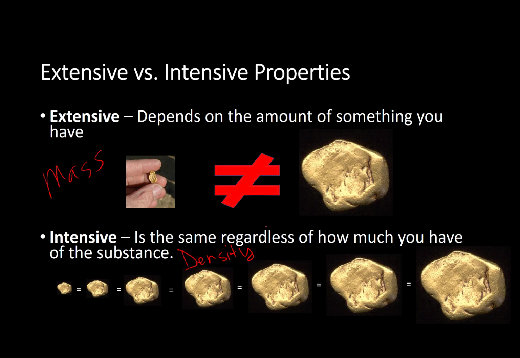Density is the mass of something divided by its volume. As the mass goes up as we go along, the volume also goes up. So when we take the mass divided by volume, it will always be the same no matter how much of that substance we have. So density is an intensive property.